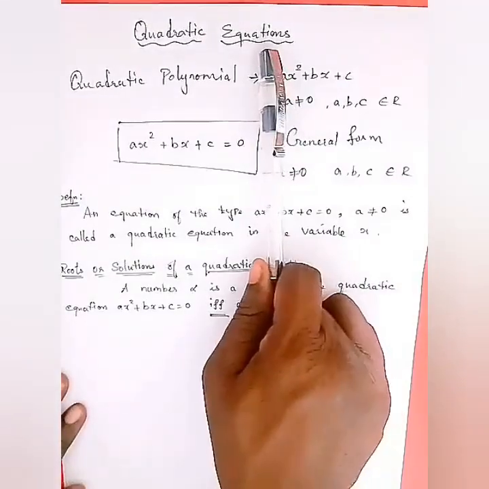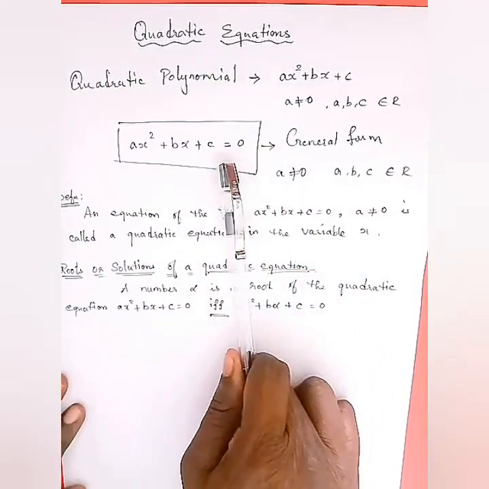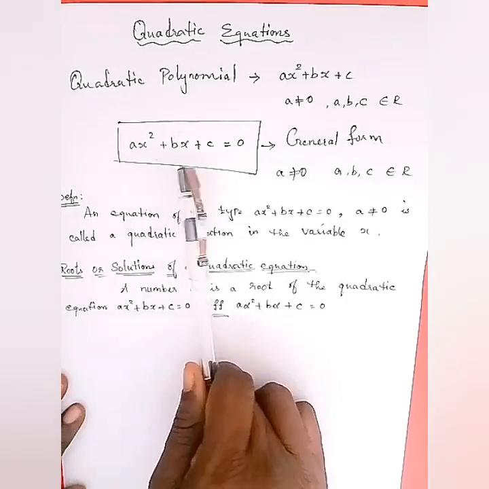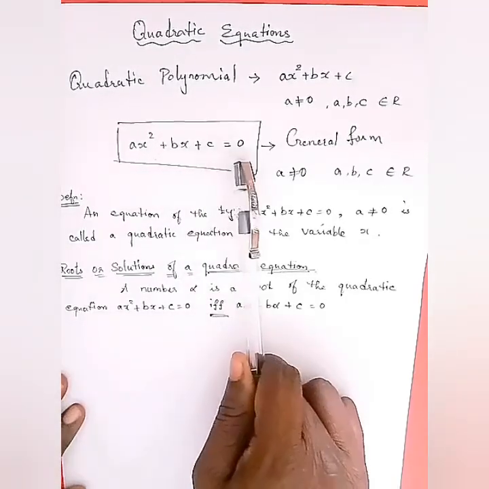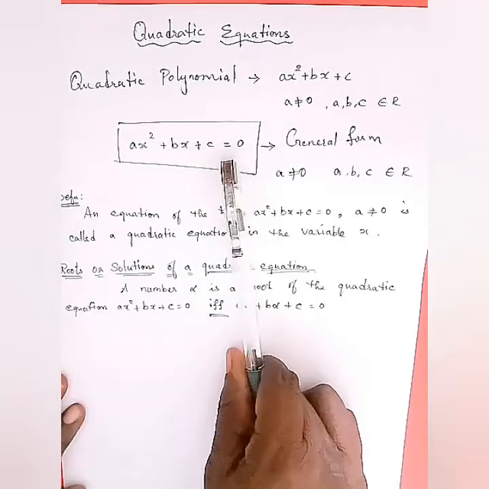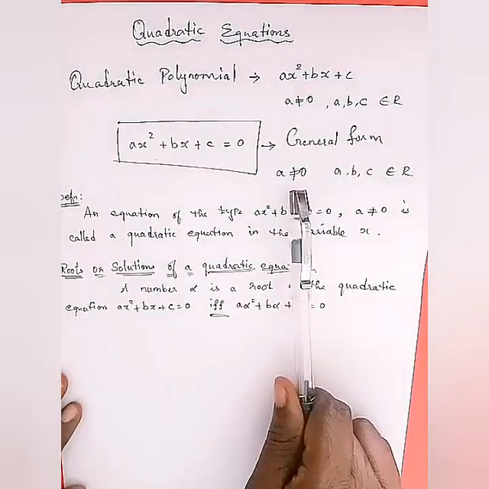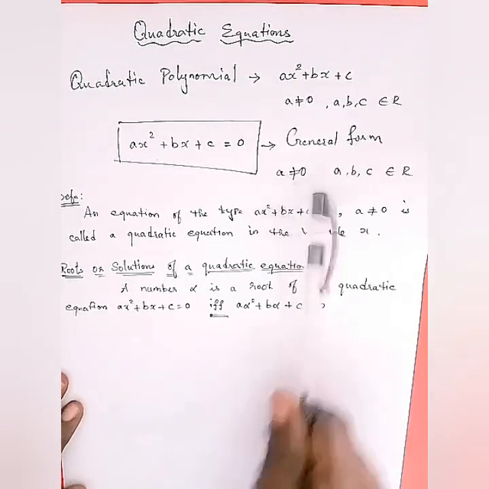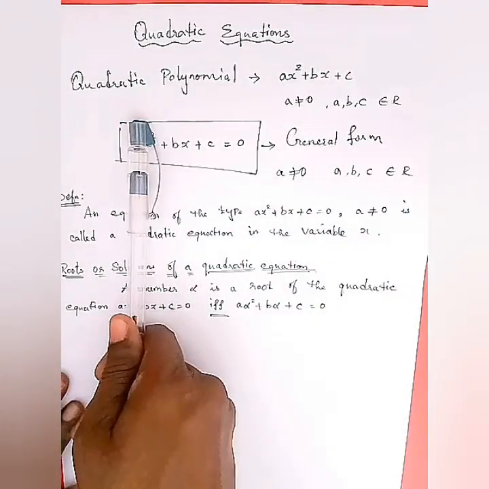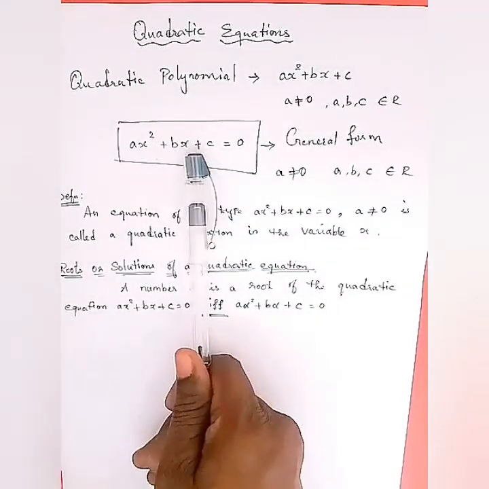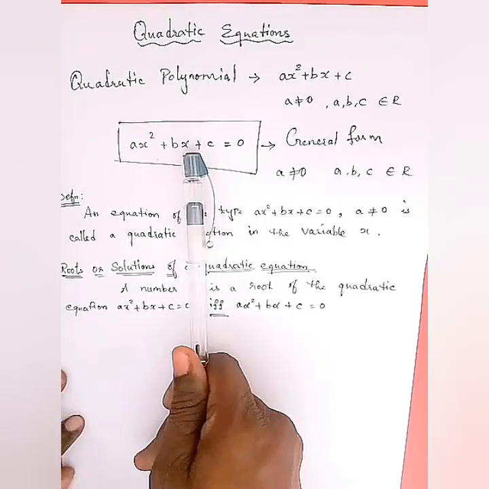Since it is an equation, we must have some equal to symbol. So ax square plus bx plus c equal to 0 is said to be a quadratic equation, and this is nothing but the general form. Important thing, a should not be equal to 0. If a is 0, this term completely will vanish. So bx plus c is a linear equation, so that we won't get a quadratic equation.